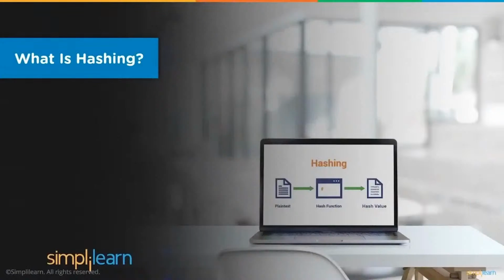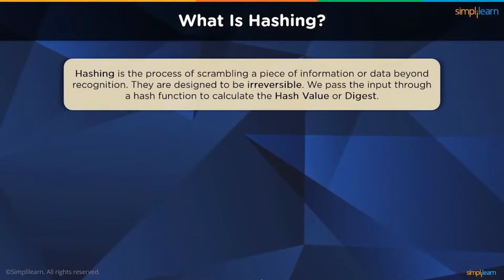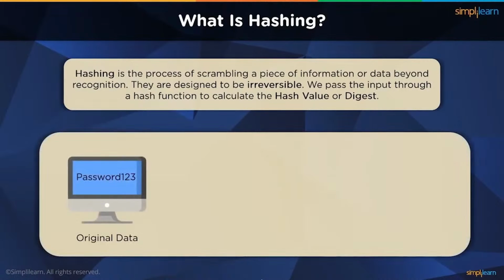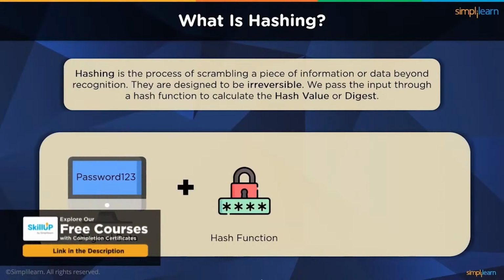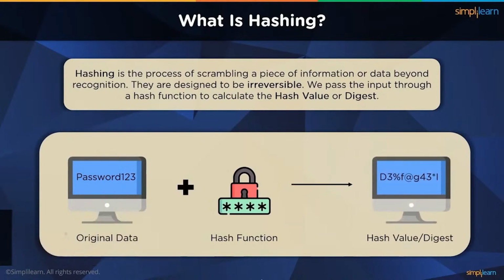Before getting too deep into the topic, let's get a brief overview of how hashing works. Hashing is the process of scrambling a piece of information or data beyond recognition. We can achieve this by using hash functions, which are essentially algorithms that perform mathematical operations on the main plaintext. The value generated after passing the plaintext information through the hash function is called the hash value, digest, or in general, just the hash of the original data.